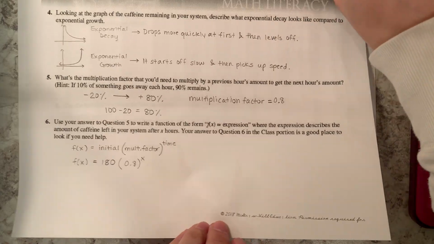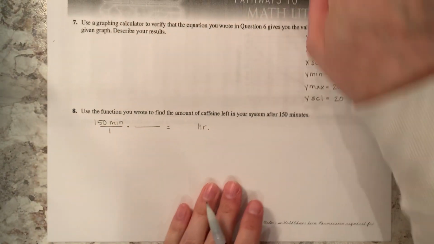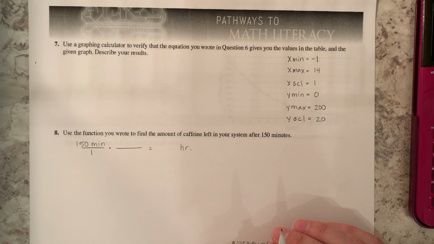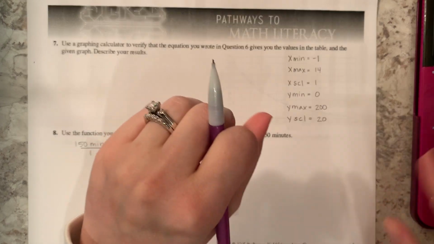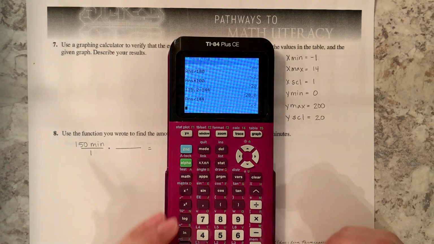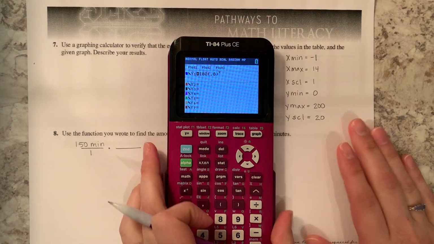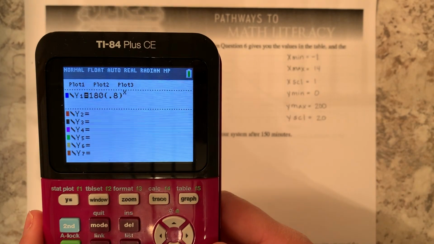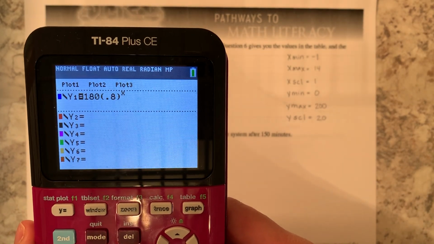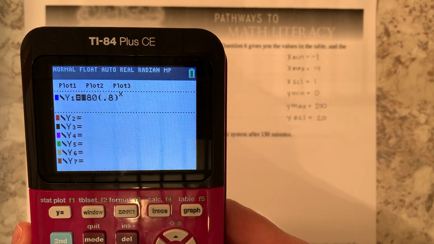Okay. Moving on. Number 7 says use your graphing calculator to verify that the equation you wrote in question 6 gives you the values in the table and the given graph. Describe your results. So the equation that I just came up with, I'm going to go ahead and type that into my y equals. So I've already typed it in. I have y equals 180 and then parentheses 0.8, close your parentheses, to the x power.